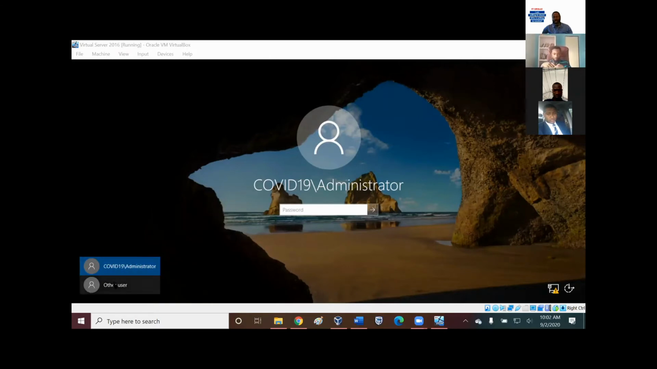One is representing itself, and two is representing a bigger system that we created. And what was that system we created? We created, what's COVID-19? The name of our domain, right? So there's now a domain called COVID-19, and this system is the domain controller to that domain.